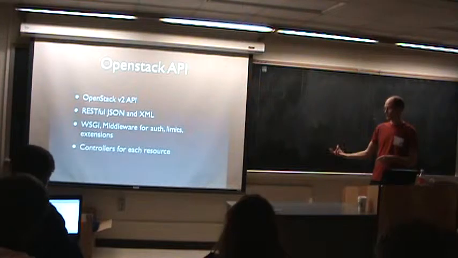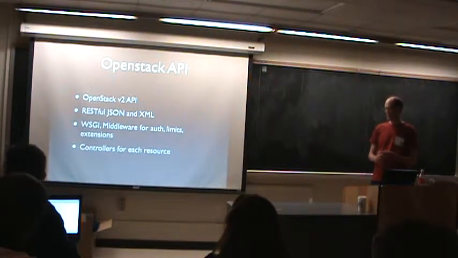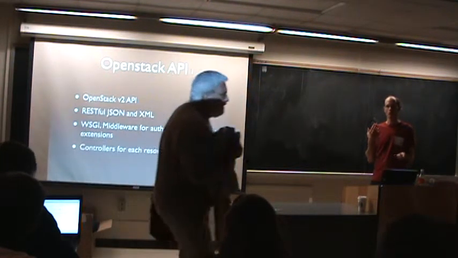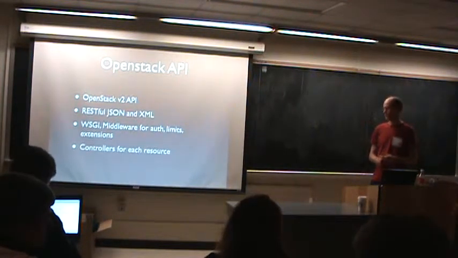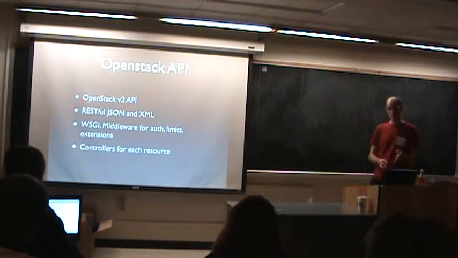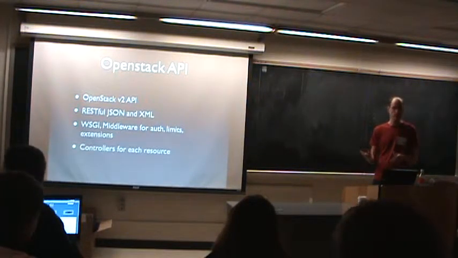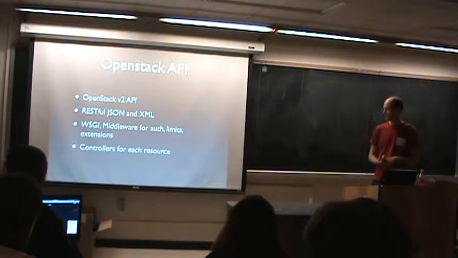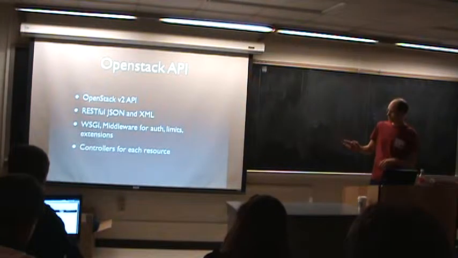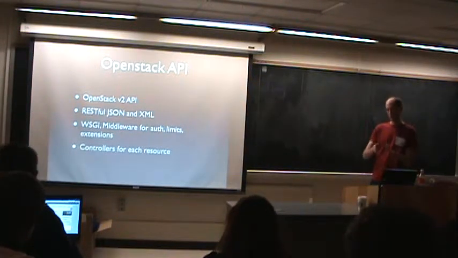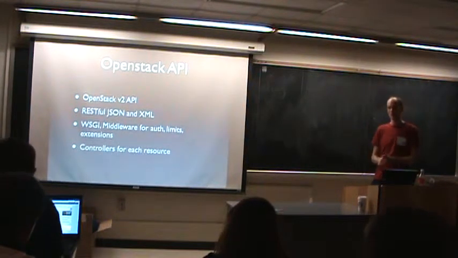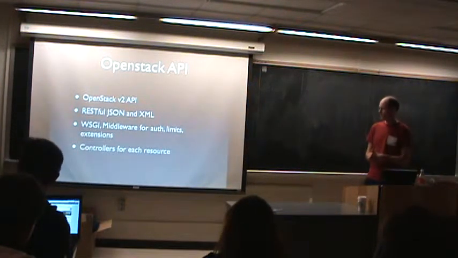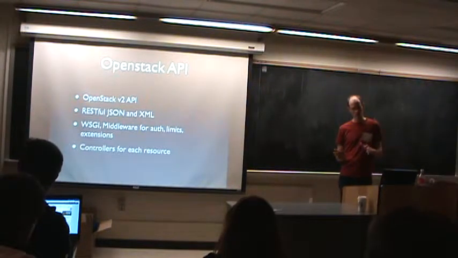And then there's also limits. You have the ability to limit users, say you can create 60 servers per hour or whatever. So there's mechanisms to limit you, to limit my memory and limit my hits. That's just to keep things in check. And there's controllers for each resource. So in Nova, there's a /servers, a /images, a /flavors, and so on. Any questions about the OpenStack API?